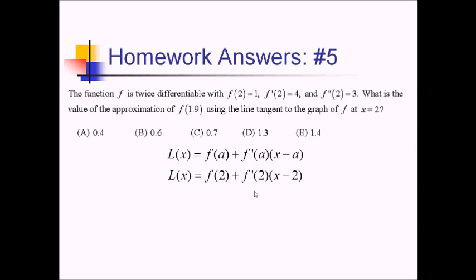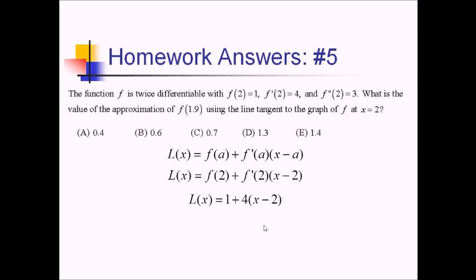And we actually know all of this stuff. They gave us all this information. They also gave us f double prime of 2, which turns out to not matter at all for this problem. It was just kind of false information we didn't need. So we've got f of 2, which is 1, plus f prime of 2, which is 4, parentheses x minus 2.